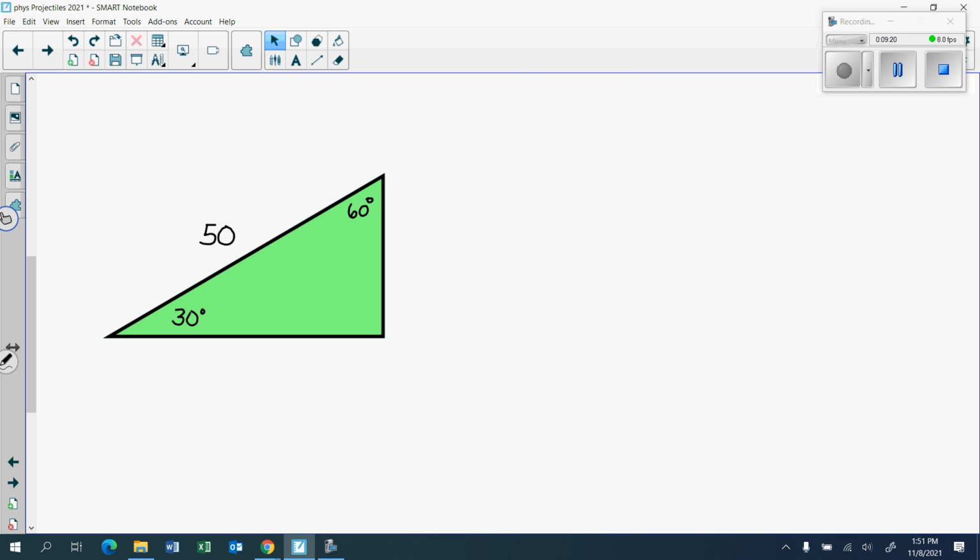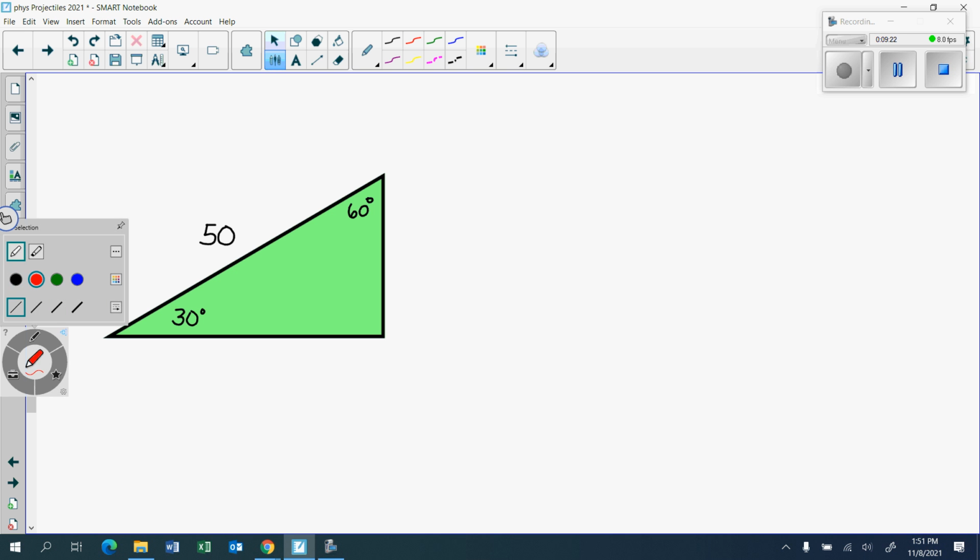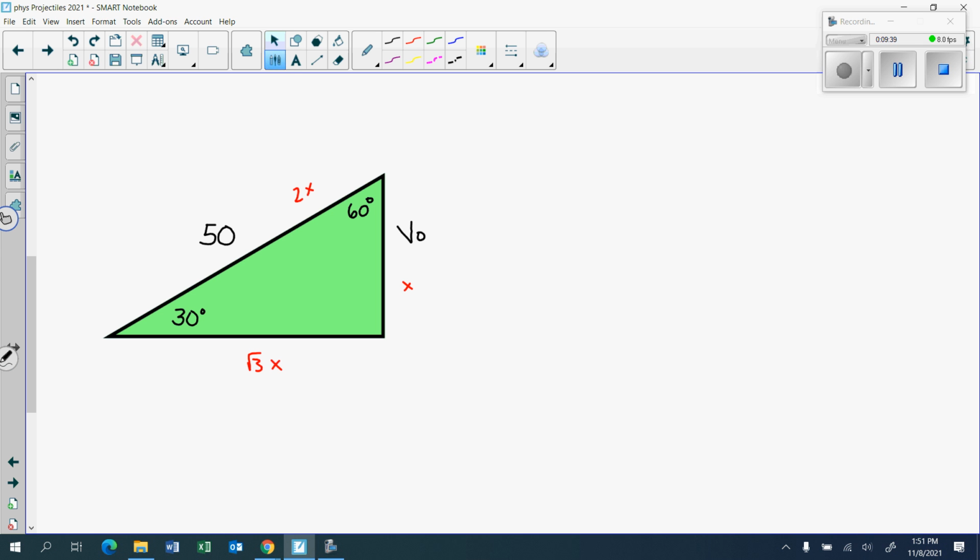I probably should have switched over to a different color before. I know this is x, this is 2x, and this is root 3x. So I can find my values by using sines, cosines, or by using these ratios. So I find that my Voy is right here. Looks like that's going to be a sine function.